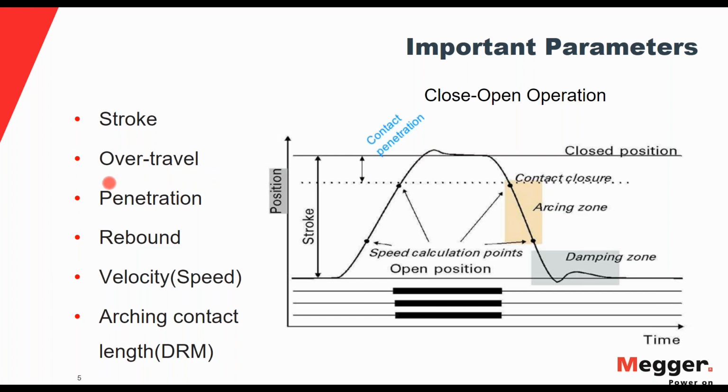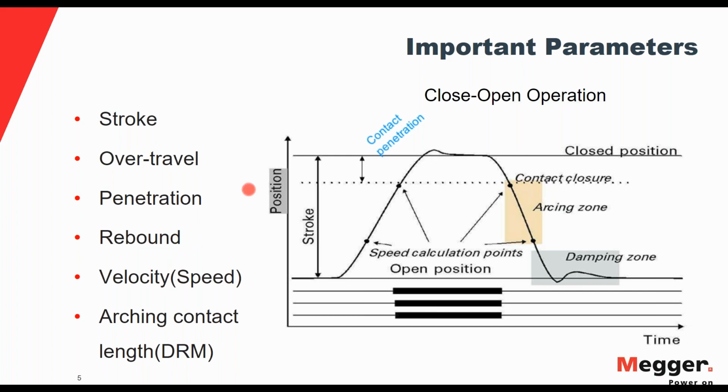And also penetration. Basically, this is after the closure, from when my first contact touches until the final position. We call it penetration of the contact. We can also measure that value. Another thing is when you have a lot of bouncing at the end, because usually once your interrupter reaches its final position, something holds it, called a dashpot. If there is any bouncing happening, you can also find it from the rebound parameter.